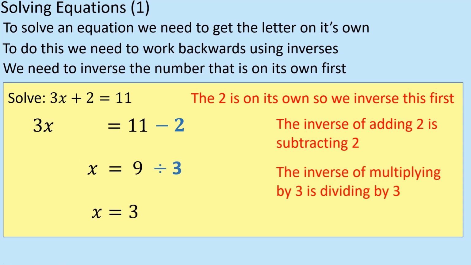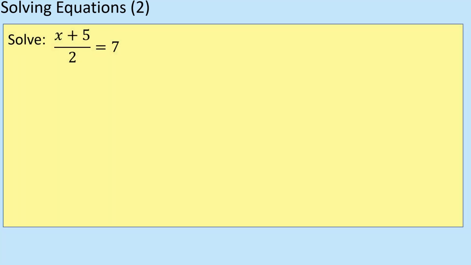Relatively straightforward, and you'll probably have seen these or something very similar in other questions. So x equals 3. I'm going to go through a couple of other ones, again thinking about what has actually happened: what's on its own, and what's not.